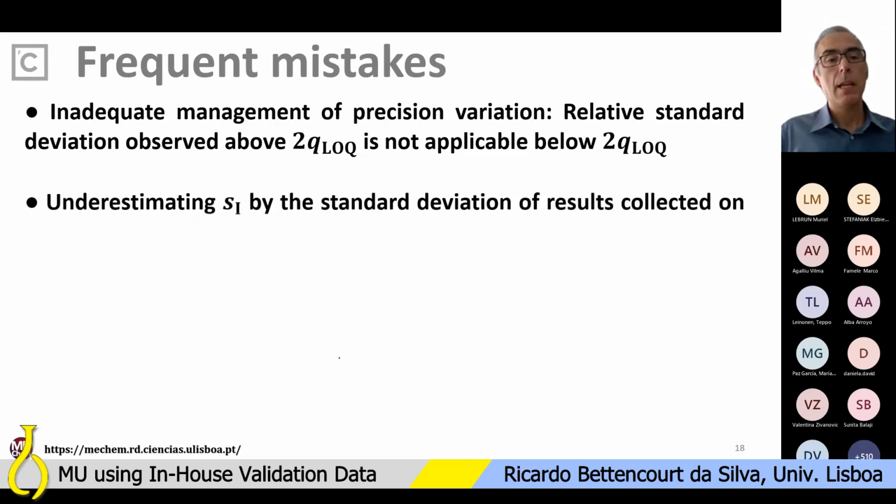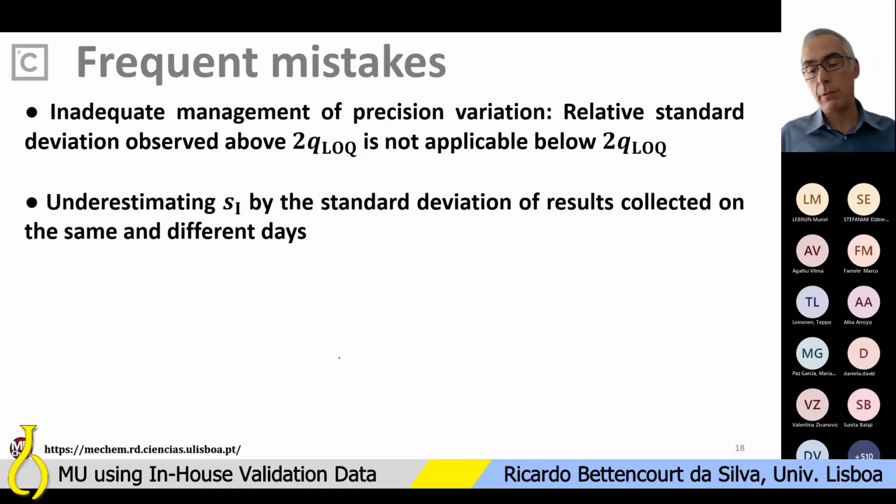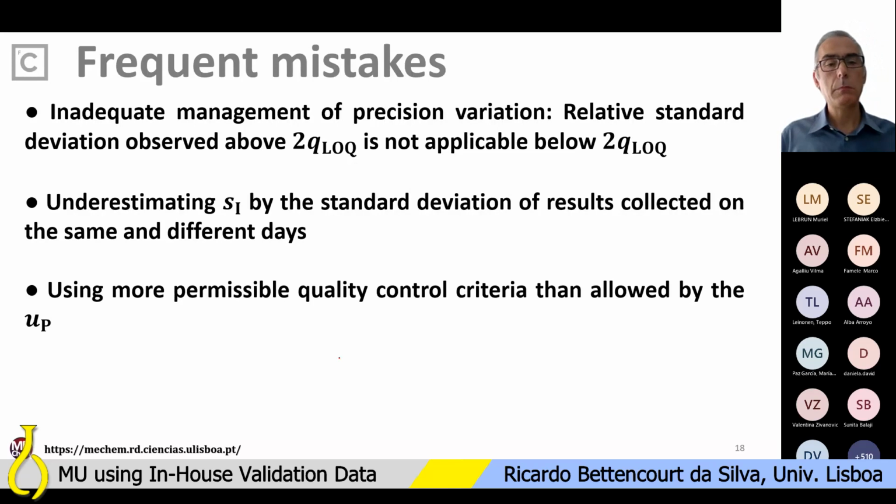Another problem that frequently occurs is that to quantify intermediate precision standard deviation, labs take results from the analysis of the same sample, but this sample is analyzed on different days, okay, but occasionally the same day, we have replicates in the same day. So this standard deviation will be a mixture of repeatability and intermediate precision, and this is not correct.